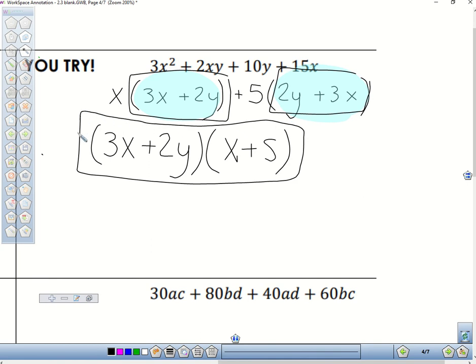So you guys are learning advanced factoring now. You guys are doing a good job with it. Are you guys ready to look at the next one? Or do you guys have any questions on this first?